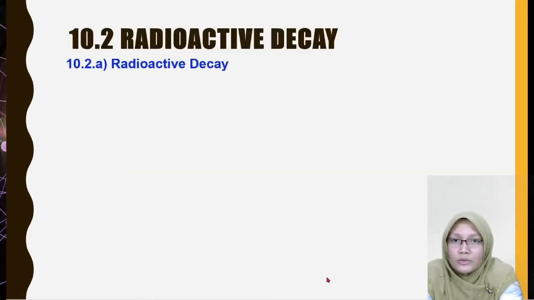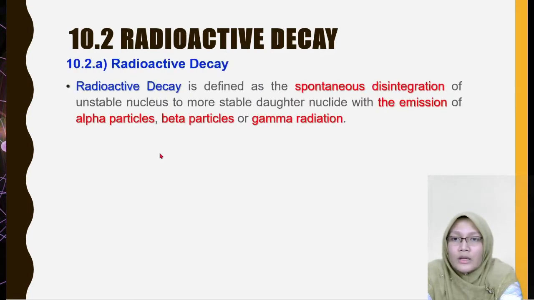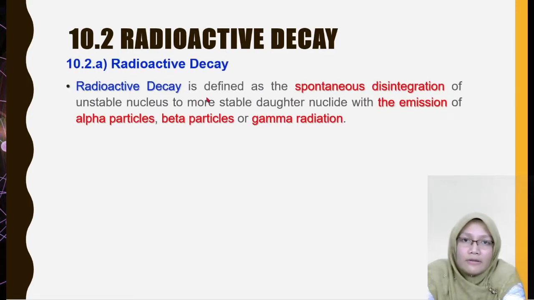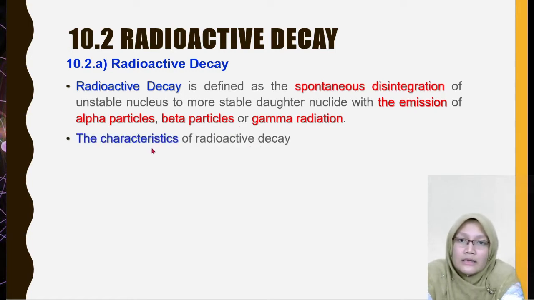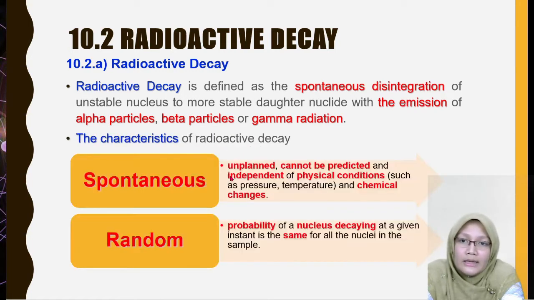Okay, 10.2 radioactive decay. Radioactive decay is defined as the spontaneous disintegration of unstable nucleus to more stable daughter nuclide with the emission of alpha particle, beta particles or gamma radiation. Okay, the characteristic of radioactive decay is spontaneous and random.